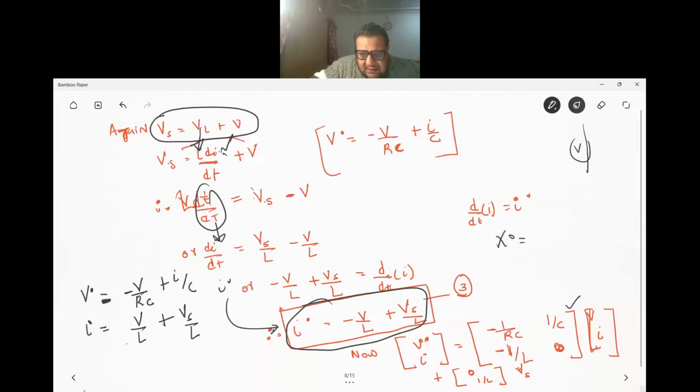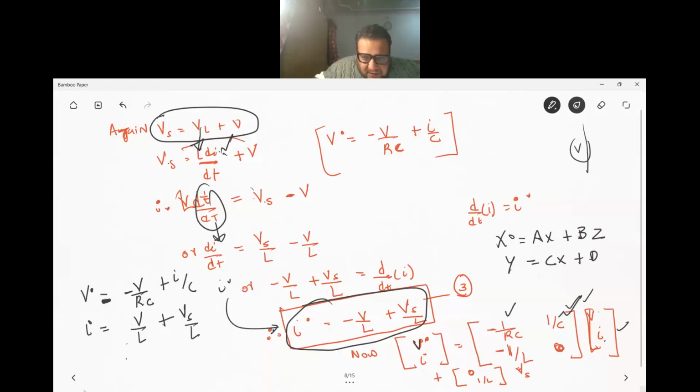X dot is equal to AX plus BU and Y is equal to CX plus DU. In this form, you have to put this equation. So now I put the equation V dot here. If I'm putting V dot here, I'll write V by I. If I dot by V dot, then I'll write it the other way round, I by V. So this confusion should not be there. Answer will be same. So V dot is equal to C. What are the coefficients of V there? Minus 1 by RC. So I write there. What are the coefficients of I there? 1 by C. So I write this coefficient of I.